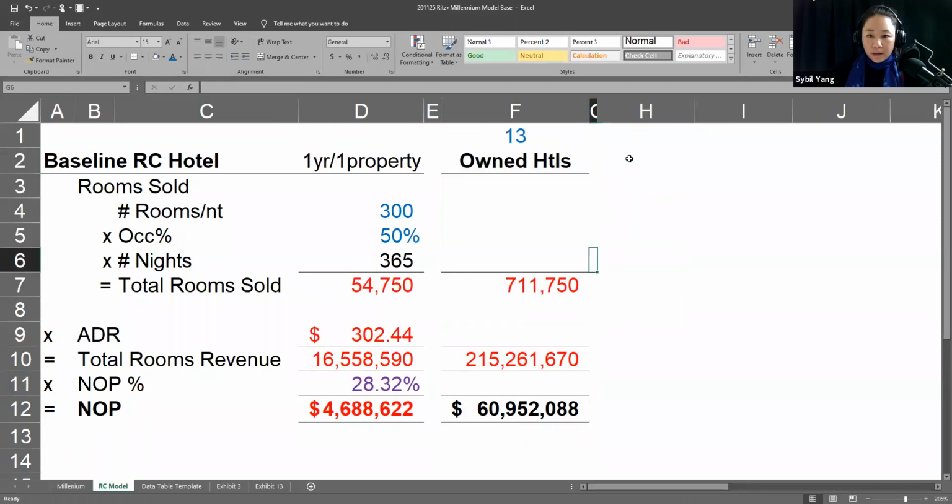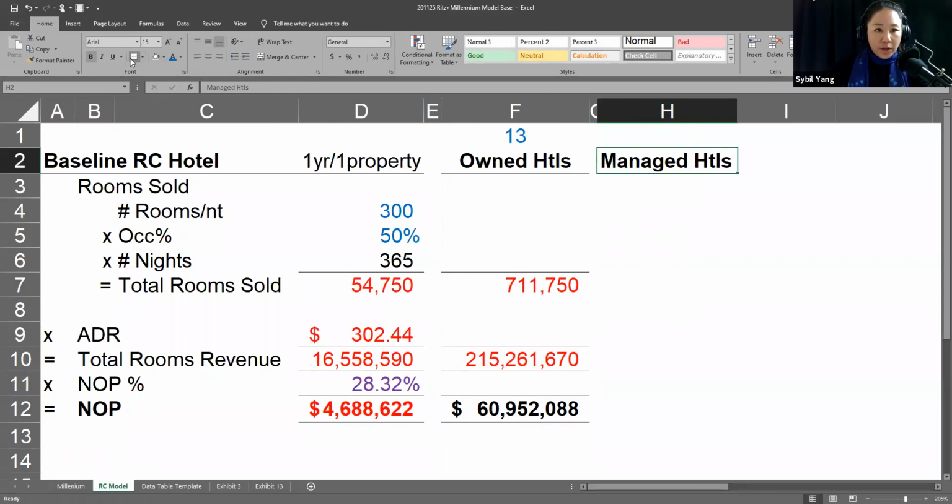Now we have managed hotels. And we have inside the question prompt that Ritz-Carlton has management contracts on 38 properties, and only earns a 3.26% base management fee on total revenues for managed properties.